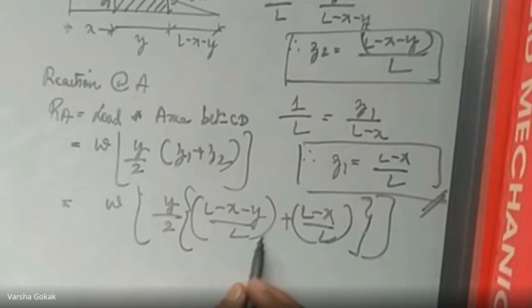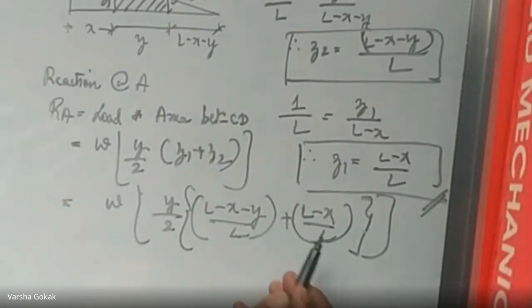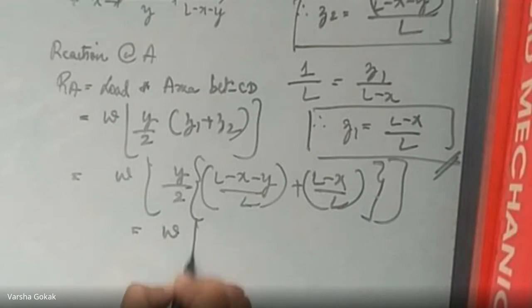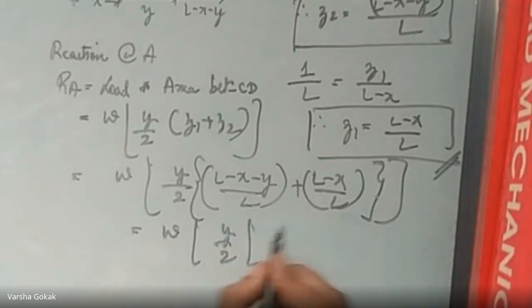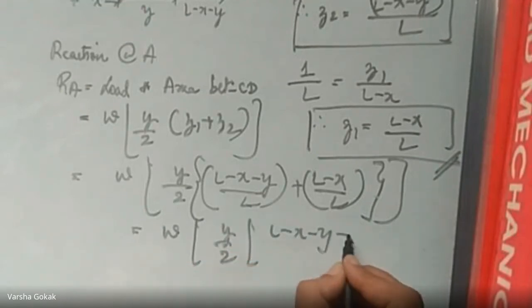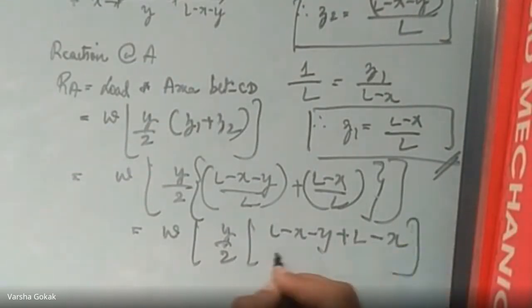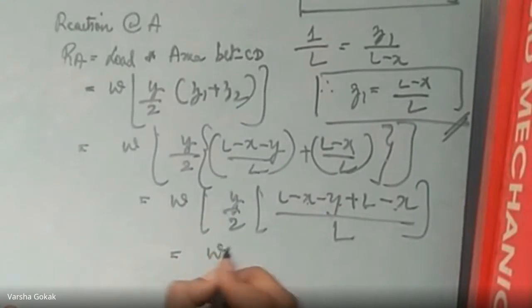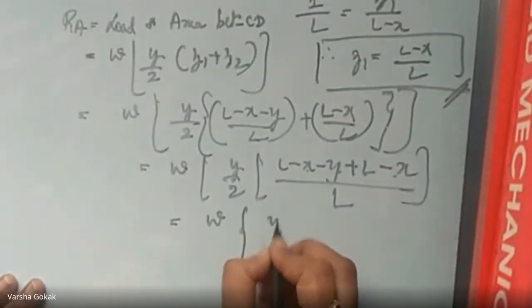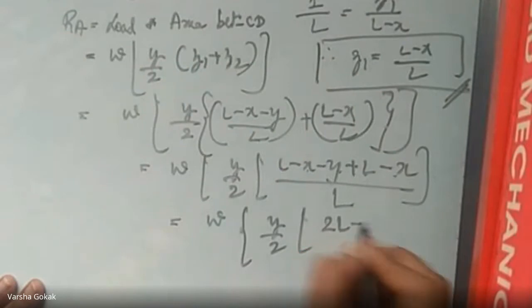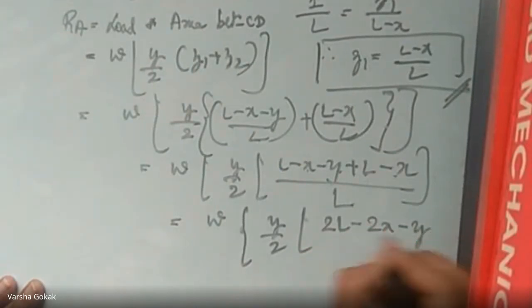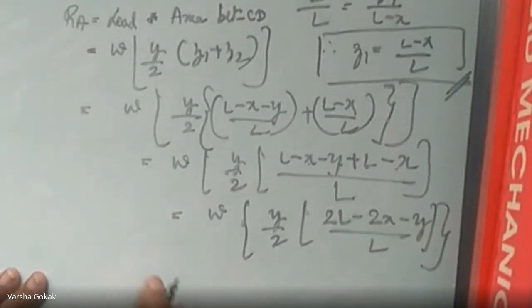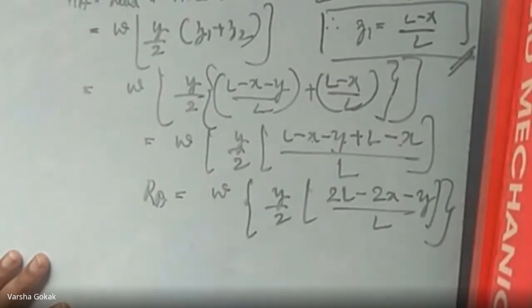Okay, we can simplify this because the LCM of both of them is L. So W into Y by 2, I'll keep it out. L minus X minus Y plus L minus X divided by L. Right? So I have 2 times L, 2 times X and 1 time Y. So we can further solve it as Y by 2 into 2L minus 2X minus Y divided by L. So this is the value of the reaction at A.